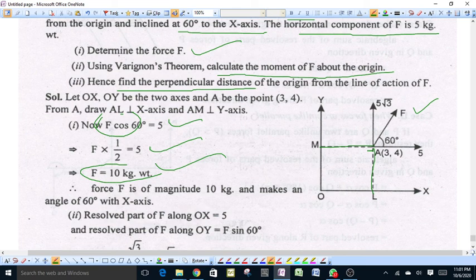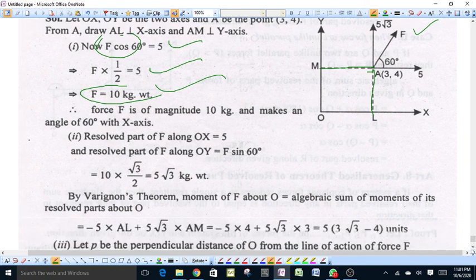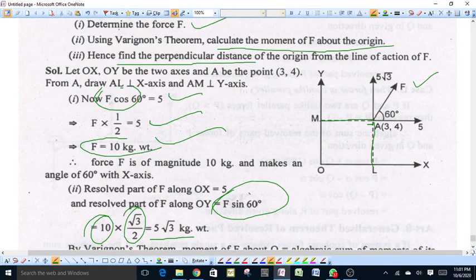The magnitude of force is equal to 10 kilogram weight, and the y component of this force will be equal to F sin 60°, because F is equal to 10 kilogram weight and sin 60° is equal to √3 by 2. This comes out to be 5√3 kilogram weight. That is, the y component of this force is 5√3 kilogram weight.